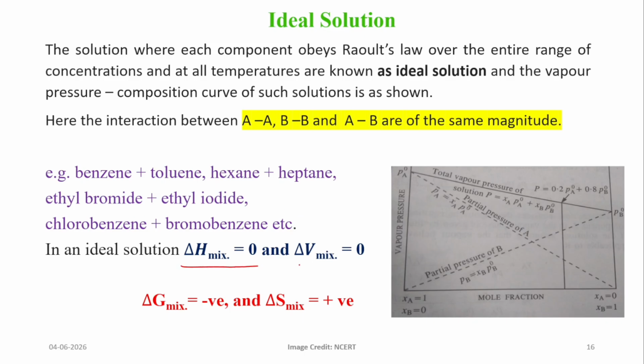This is most important. Delta H mixing and delta V mixing is 0 for ideal solution. That means when two ideal solutions are mixed, there is no change in enthalpy and no change in volume, because they are ideal. Although this is not in NCERT, delta G mixing, Gibbs free energy of mixing, is always negative and entropy of mixing is always positive. You can add these 2 points. The Gibbs free energy always negative and this entropy change is always positive.